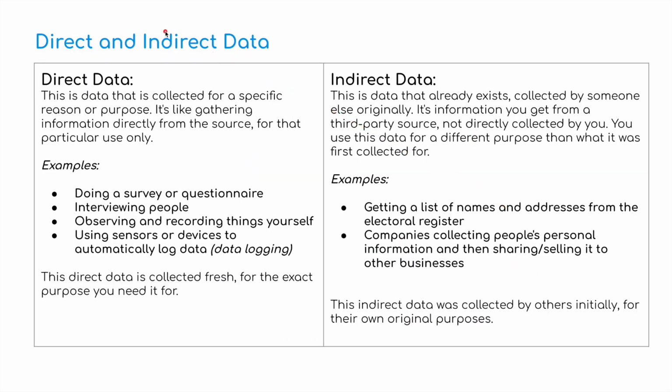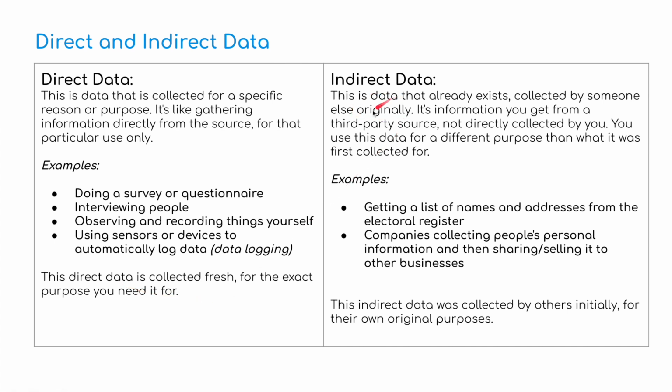So, let's have a little look. Direct and indirect data. What on earth does this mean? Direct data. This is the data that is collected for a specific reason or purpose. It's like gathering information directly from the source for that particular use only. So, for example, doing a survey or a questionnaire, interviewing people, observing and recording things yourself, using sensors or devices to automatically log data. This data is collected fresh for the exact purpose you need for it.